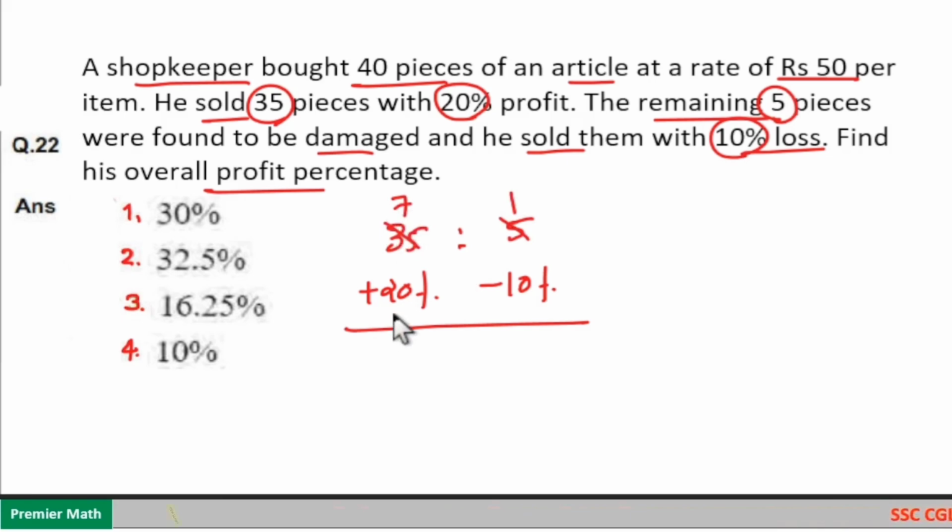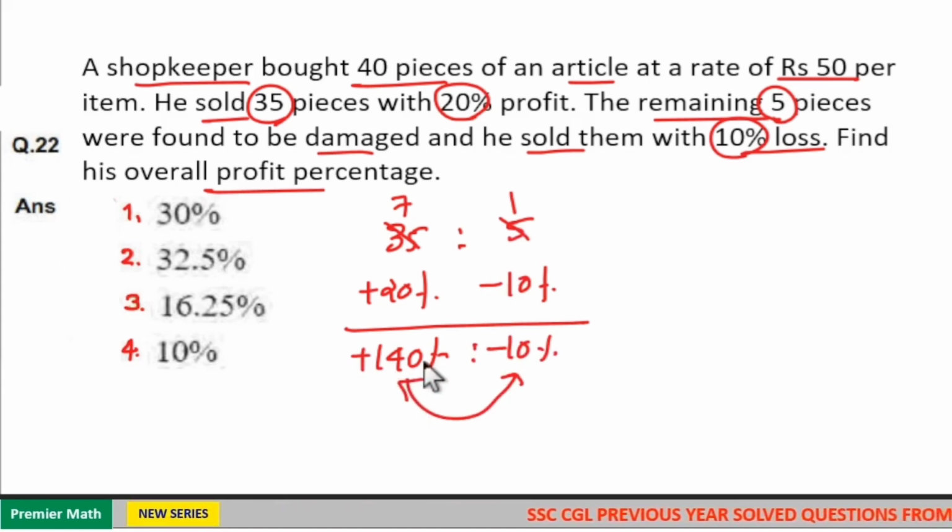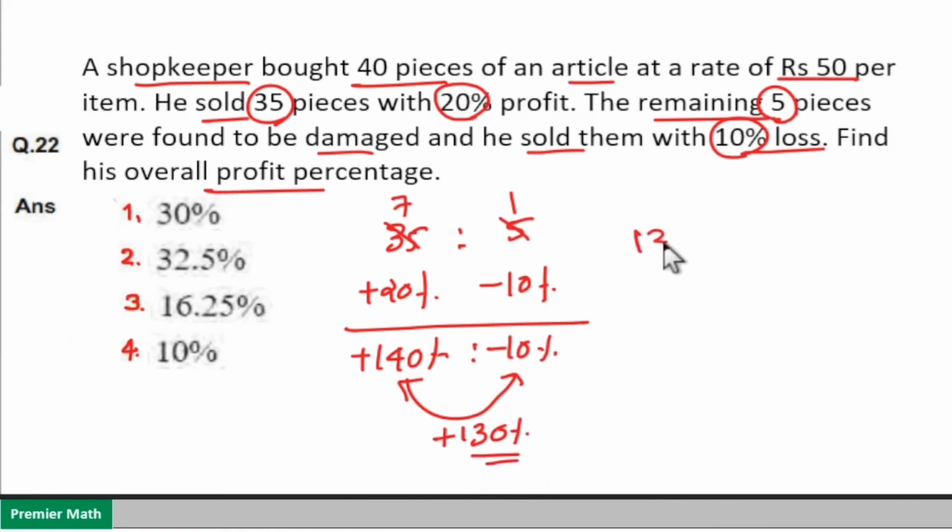Now 7 into 20 is equal to 140%. This is profit. And here 1 into minus 10 is equal to minus 10%. Now if you take the overall 140% minus 10%, it is equal to plus 130%. This is the overall profit generated. So this 130% is the overall generated for this 7 plus 1, 8 part.